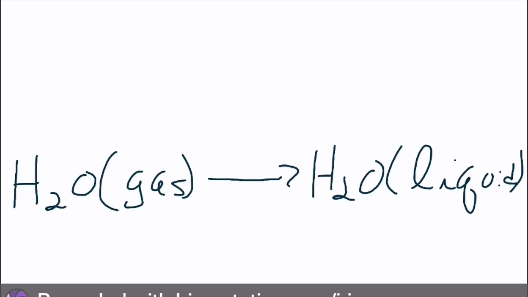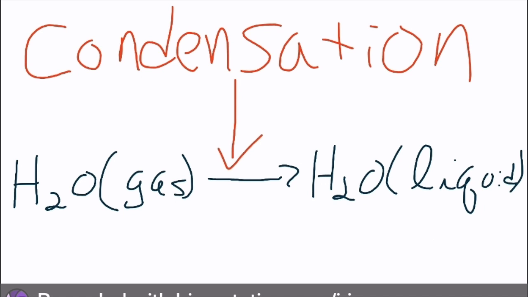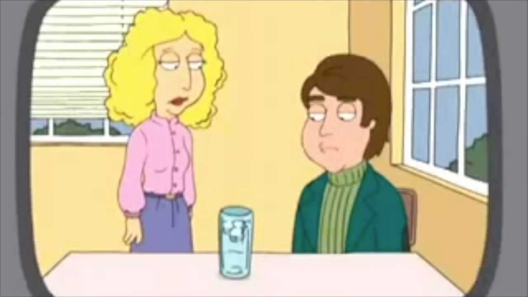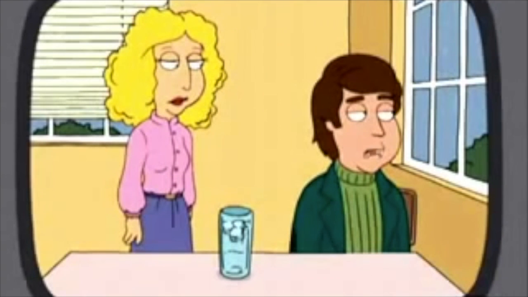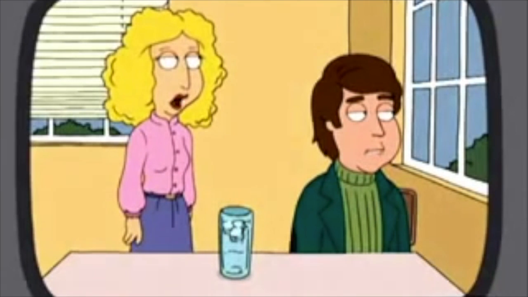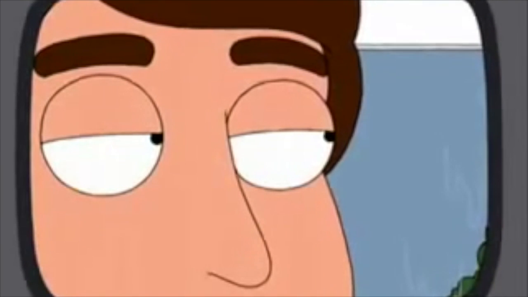The process of a material changing from a gas to a liquid is called condensation. Obviously, Ellen, there's moisture on the outside of my glass. It's condensation, Johnny. But what about the fog on the windows? It's not fog, Johnny. It, too, is called condensation.